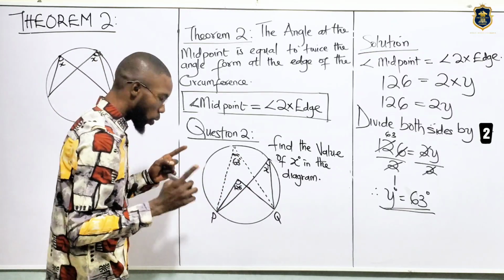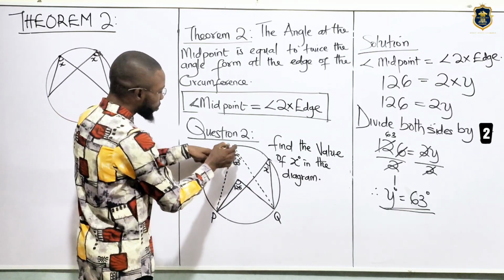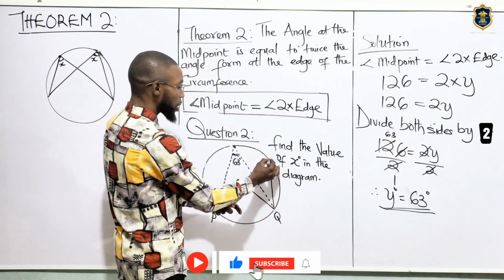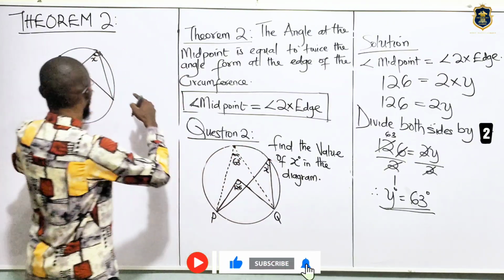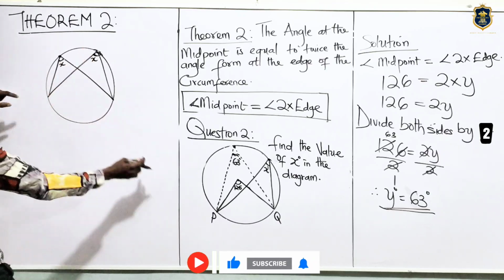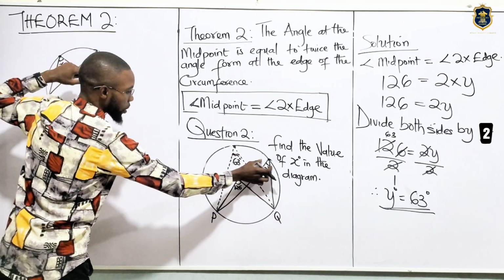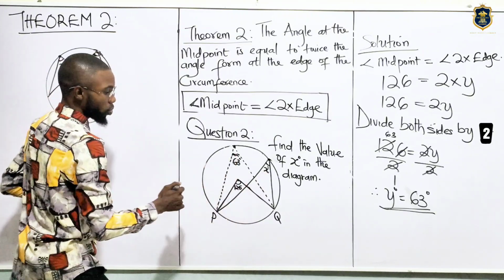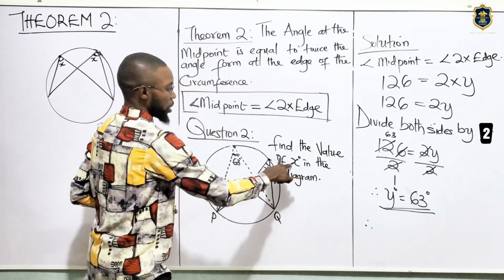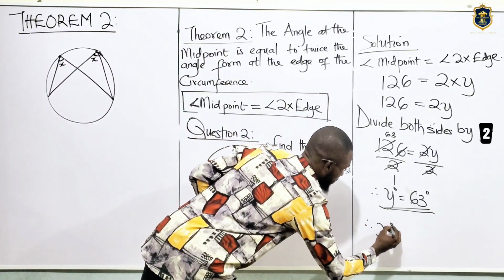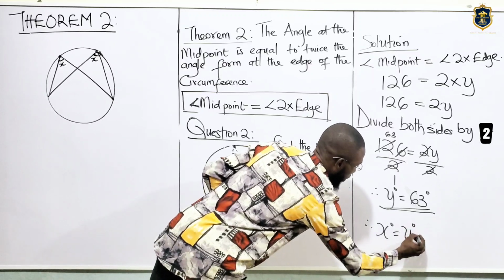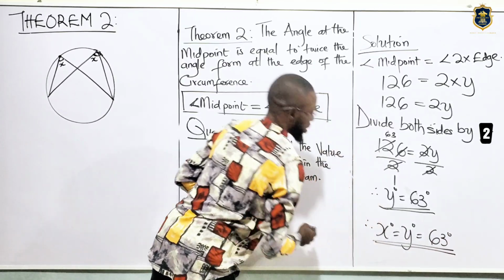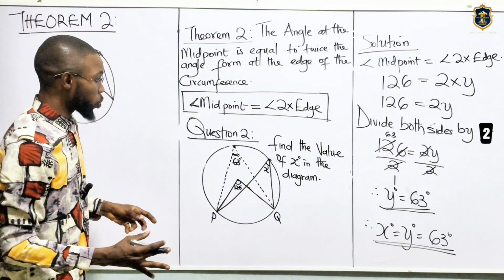But we know from theorem 1 that any angle forming at an edge is equal to the angle of another one forming at another edge in a circumference. That's what we said here, right? If we have something like that, an angle at an edge and an angle at an edge, that means this angle 63 is equal to this angle. Therefore, we can safely say the value of x degree is equal to the value of y, which is 63 degrees. It's that simple.